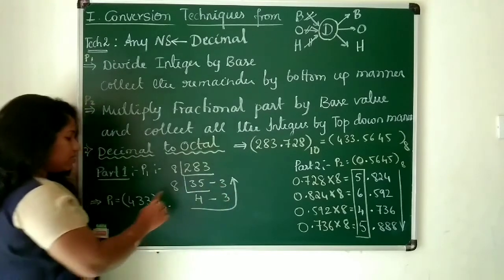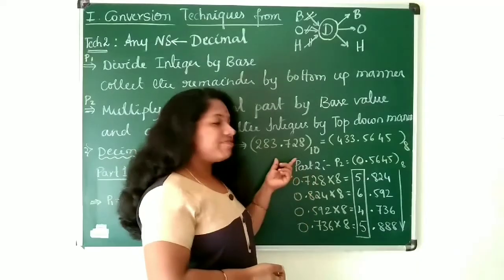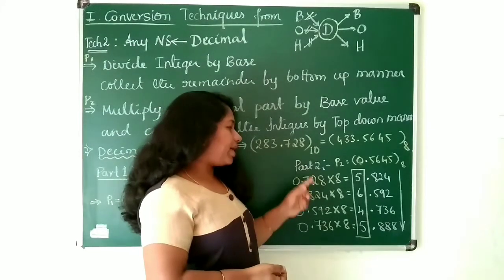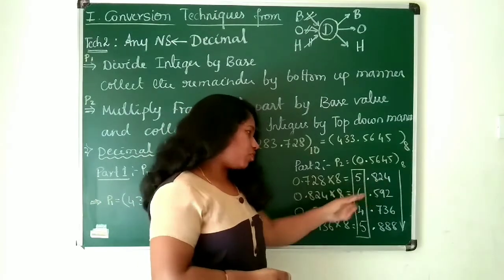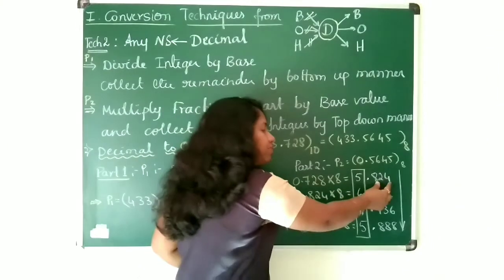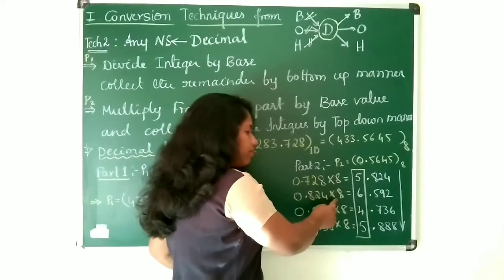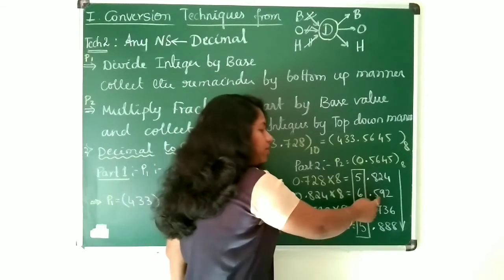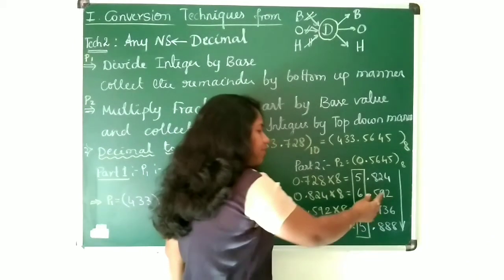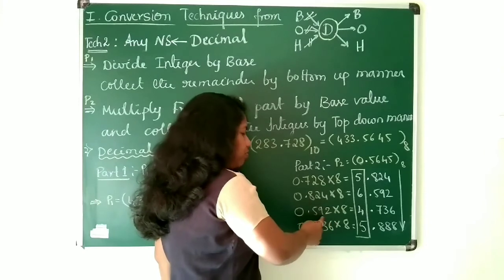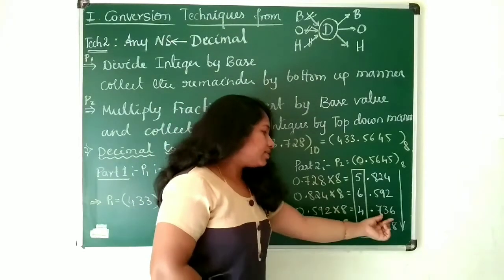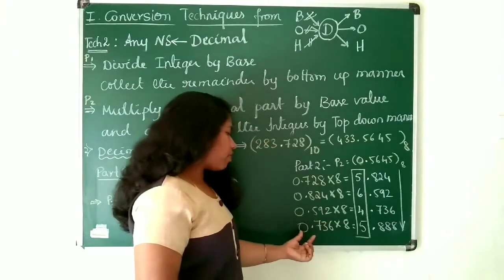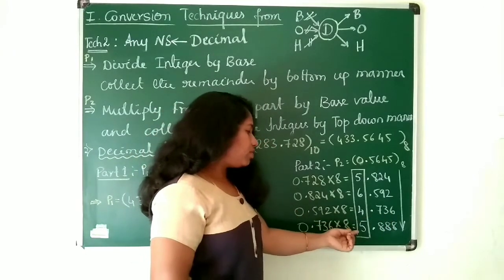You take the fractional part here, 0.728, that is multiplied by 8 to get 5.824, and now take the fractional part again, 0.824 multiplied by 8, you will be getting 6.592. Take the fractional part 0.592 into 8, you will be getting 4.736. Take again the fractional part 0.736 into 8, you will be getting 5.888.